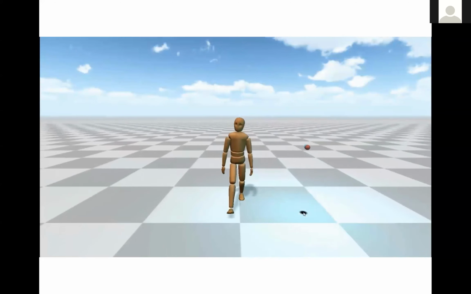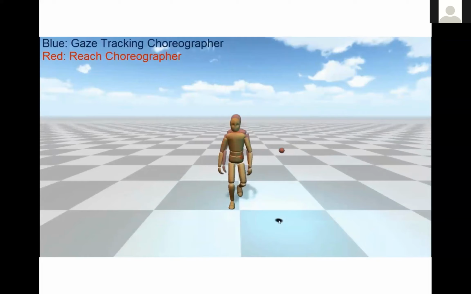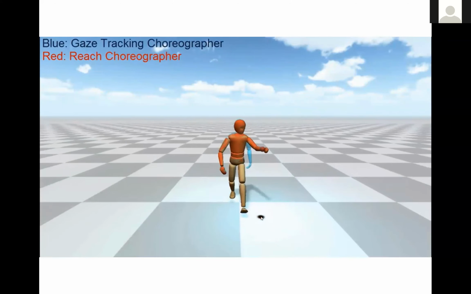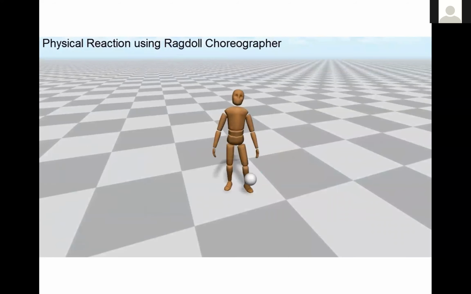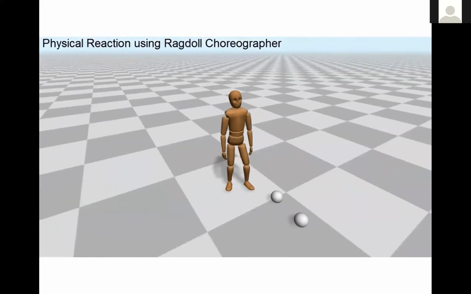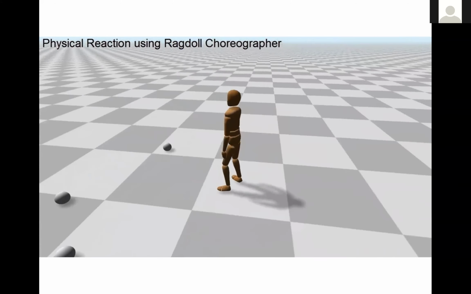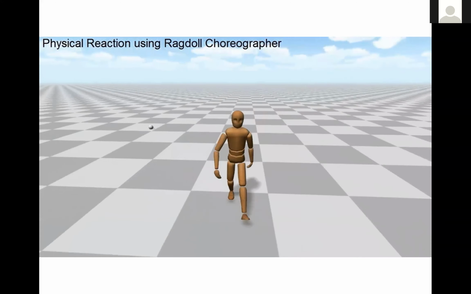In this demo, we have a walking controller along with a gesture controller, along with a gaze controller, all working in tandem to control a single avatar. This is just a demonstration of how you can combine a kinematic system with a physical system. This system is being controlled using motion capture data, but it can also respond to physical forces.